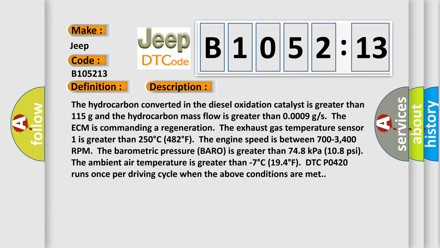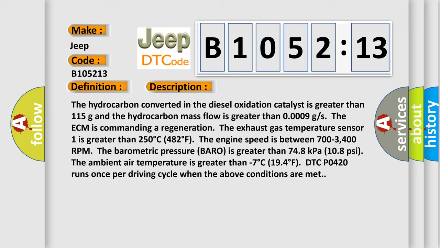And now this is a short description of this DTC code. The hydrocarbon converted in the diesel oxidation catalyst is greater than 115 grams and the hydrocarbon mass flow is greater than 0.009 g/s. The ECM is commanding a regeneration. The exhaust gas temperature sensor 1 is greater than 250 degrees Celsius, 482 degrees Fahrenheit.